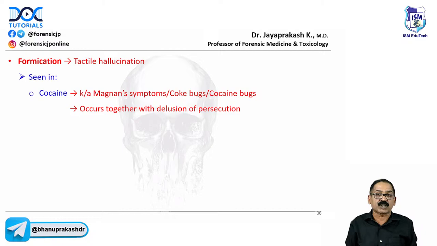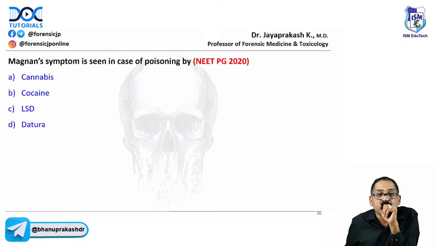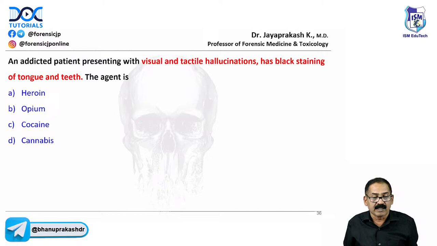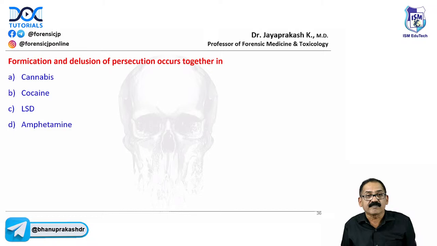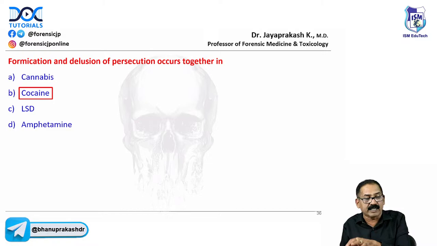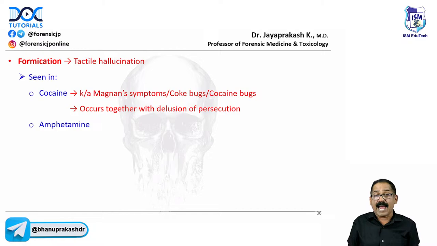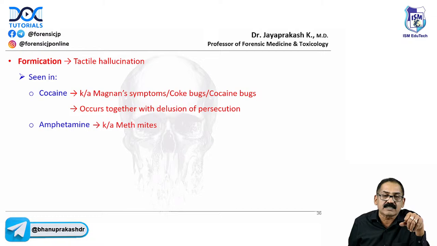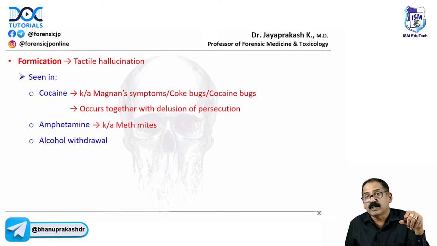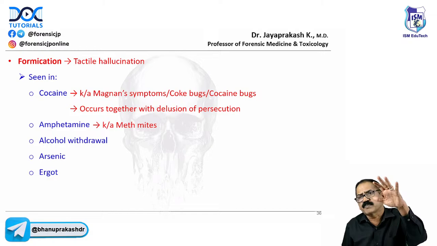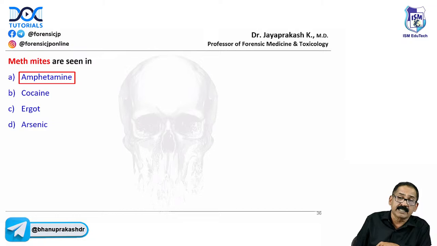Remember, formication is also seen in other poisons. Let me tell you. Magnan symptoms is seen in poisoning by cocaine. Visual and tactile hallucination, black staining of tongue and teeth: cocaine. Formication and delusion of persecution occur together in cocaine. It also occurs in amphetamine. In amphetamine, it is specifically known as meth mites. Alcohol withdrawal, arsenic poisoning, and ergot poisoning: in all these you can get formication. Meth mites are seen in amphetamine.